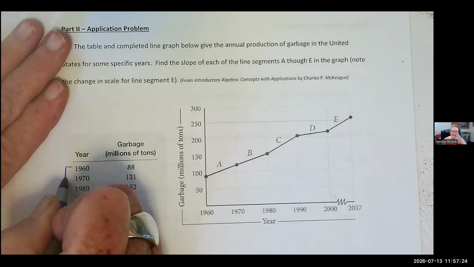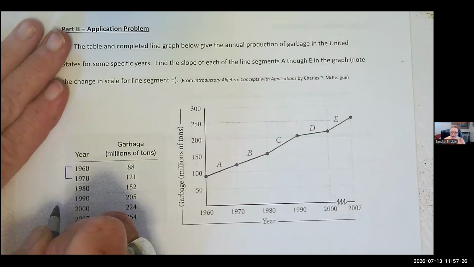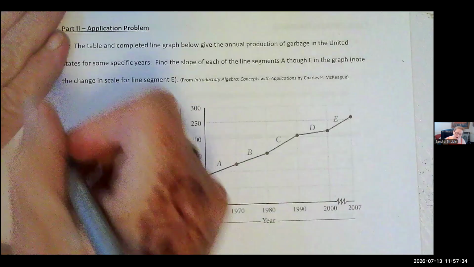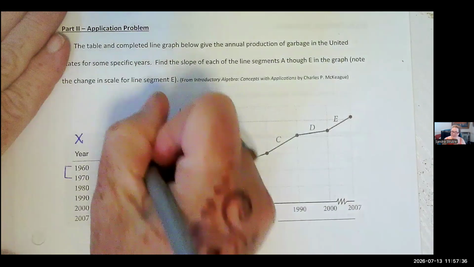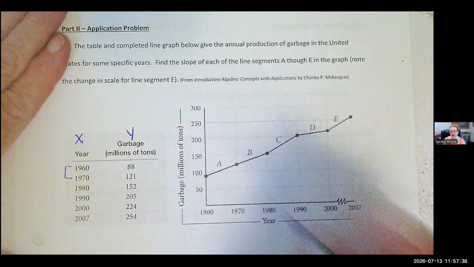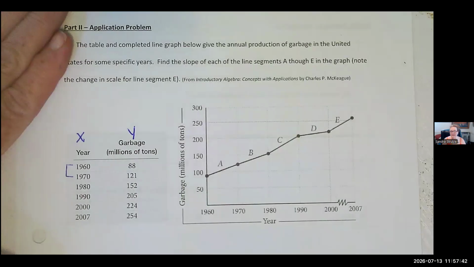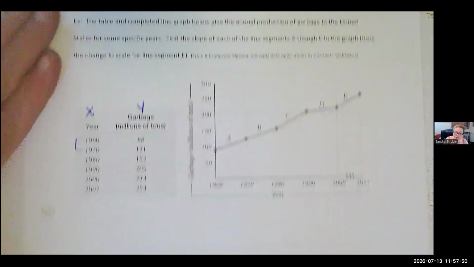One of the things you need to understand is time is always going to be the X variable, and that means your garbage has to be your Y variable. So I'm going to do A, and then I want you to pause the video and go through and do B, C, D, and E. This will give you some really good practice for finding your slope for two points. So this is how I would do that.